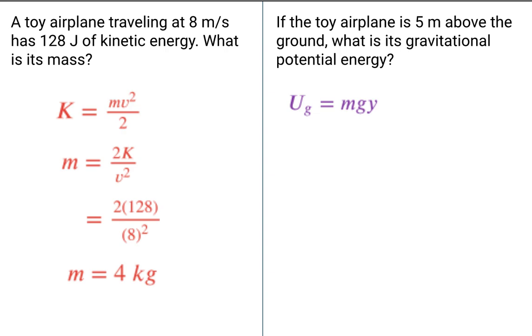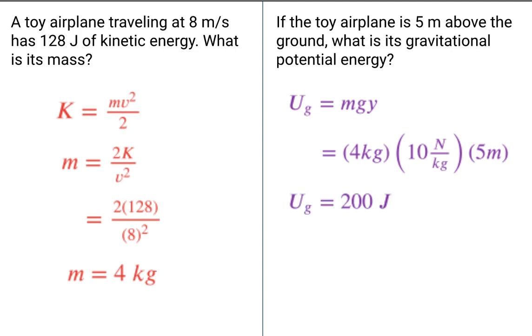One thing we need to remember is that the value of little g is not going to show up in the problem. We need to know that since we're on Earth, that is 10 newtons per kilogram. And so overall we'd get 200, and our standard units for energy are joules, abbreviated capital J.